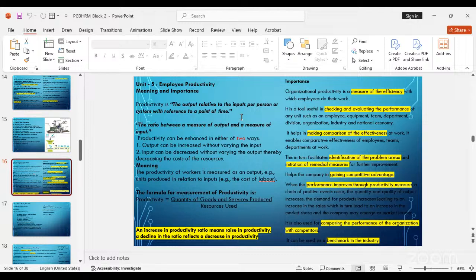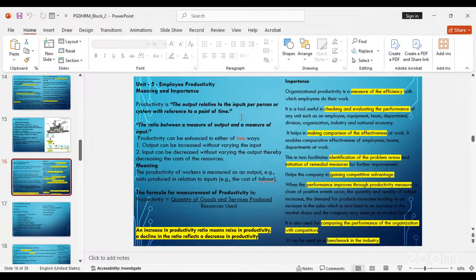Productivity is the output related to the inputs per person or system with reference to a point of time. Also it is the ratio between a measure of output and a measure of input. It can be done by two ways. Output can be increased without varying the input, or input can be decreased without varying the output, thereby decreasing the cost of resources.